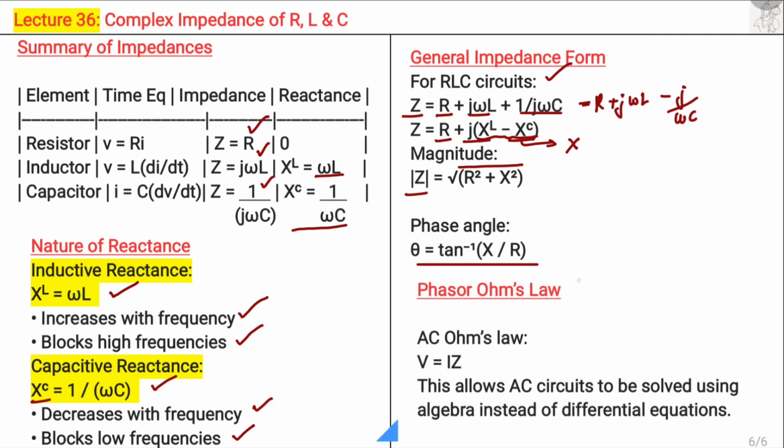And finally, the phasor Ohm's law. In an AC circuit, Ohm's law simply states that V equal to IZ, where V is the voltage phasor, I is the current phasor, and Z is the total impedance. So this allows the AC circuit to be solved in algebraic format instead of differential equations.